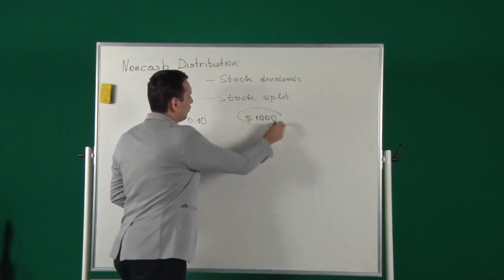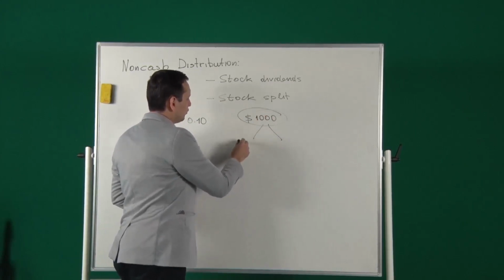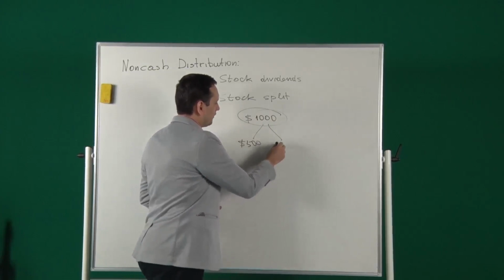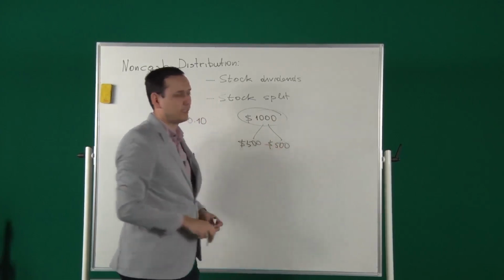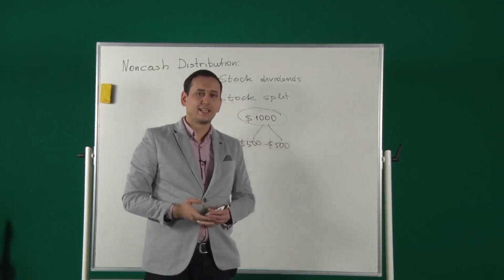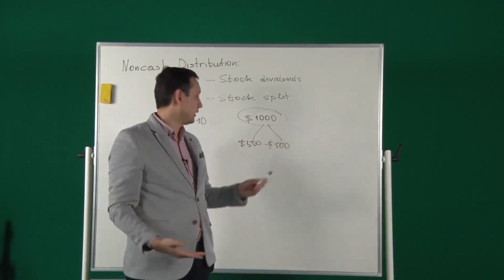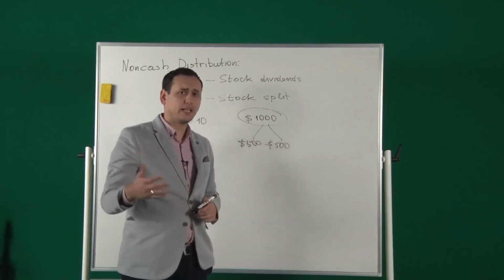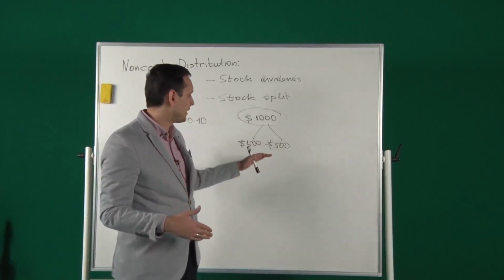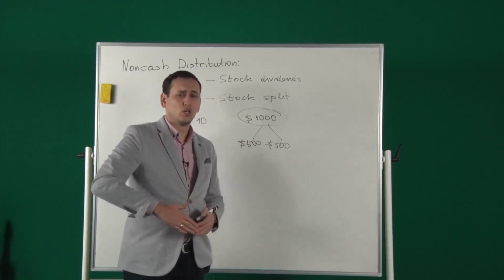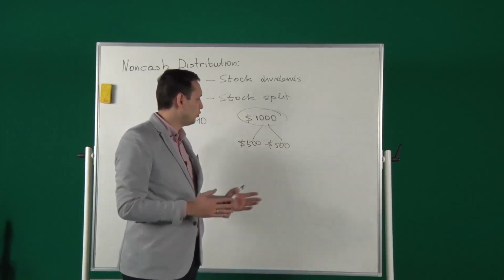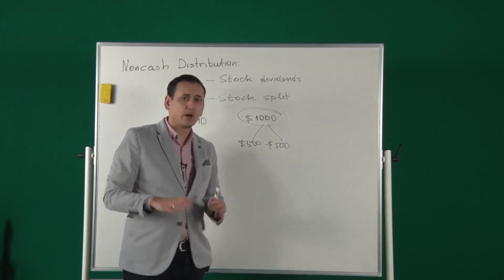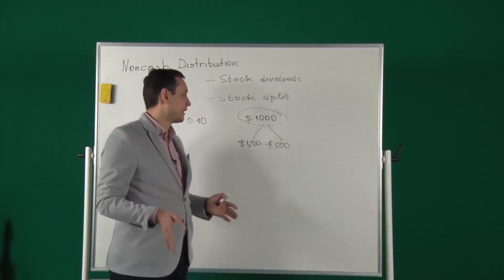So instead of 1 stock, they give you 2 stocks, and each will cost $500. And at the end of the day, the company will double the number of shares it has outstanding, and at the same time, the price will be split in two. The price will go down by half, and the market value of the company does not change.